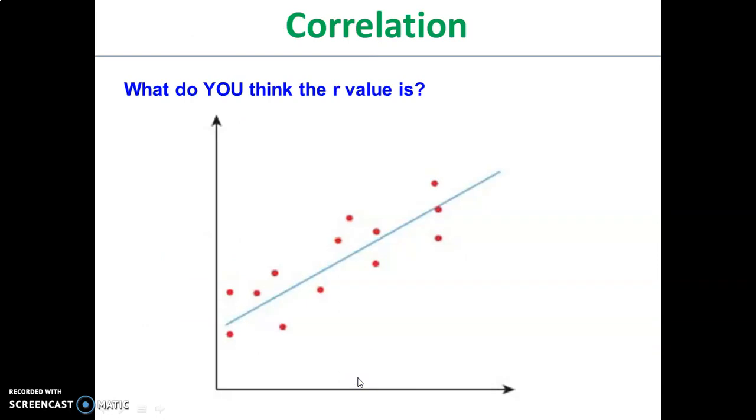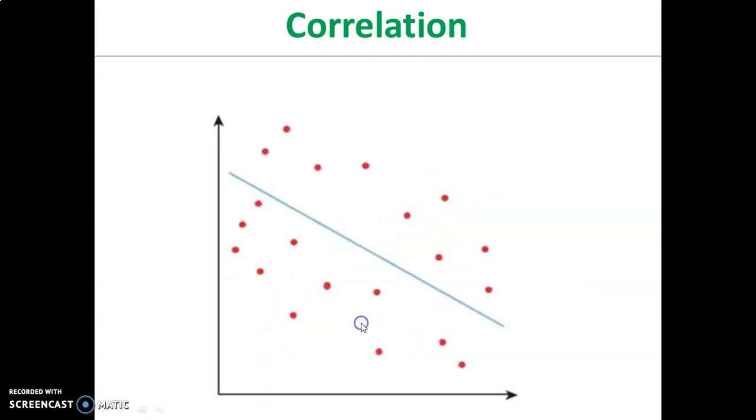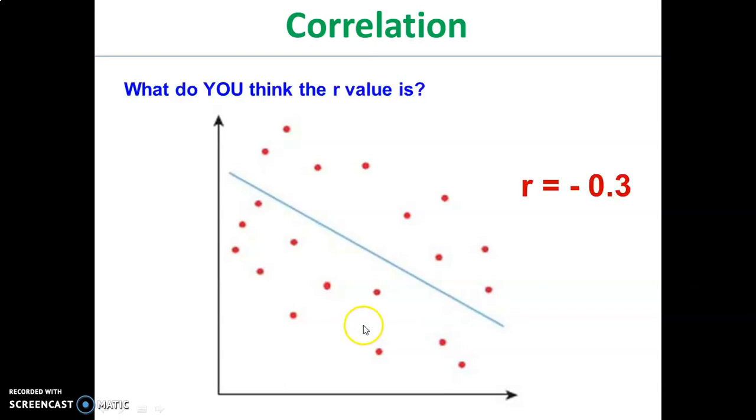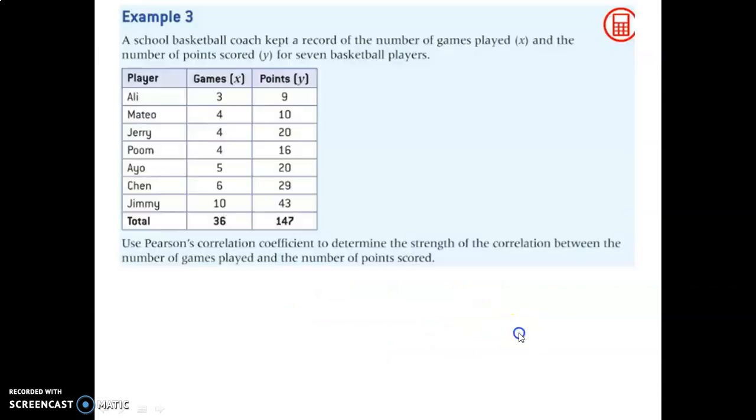Try here as well. What do you think the R value is here? That one is 0.7. How about this one? That one is -0.3, weak negative.